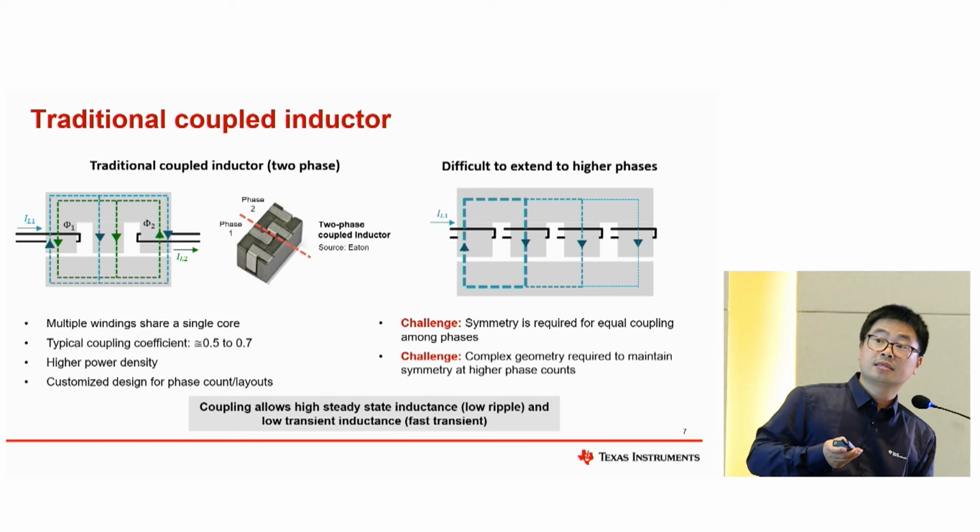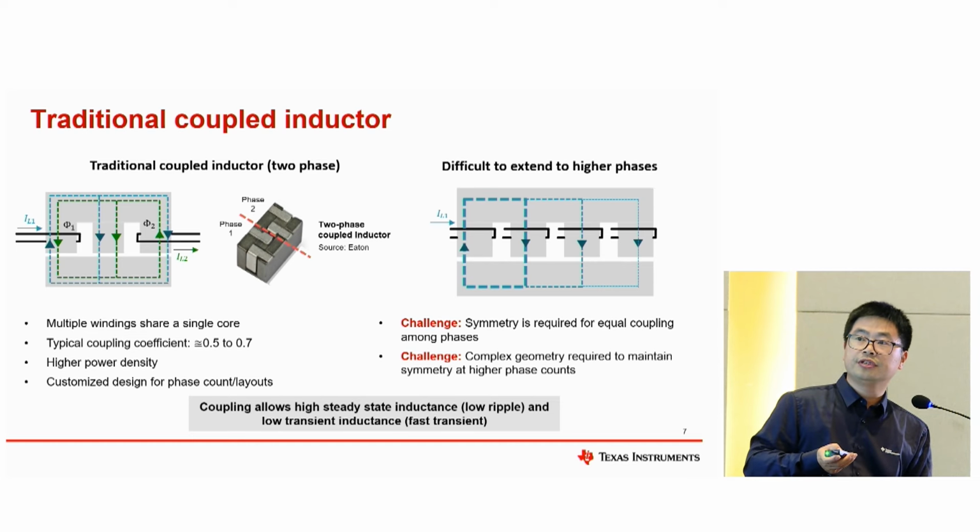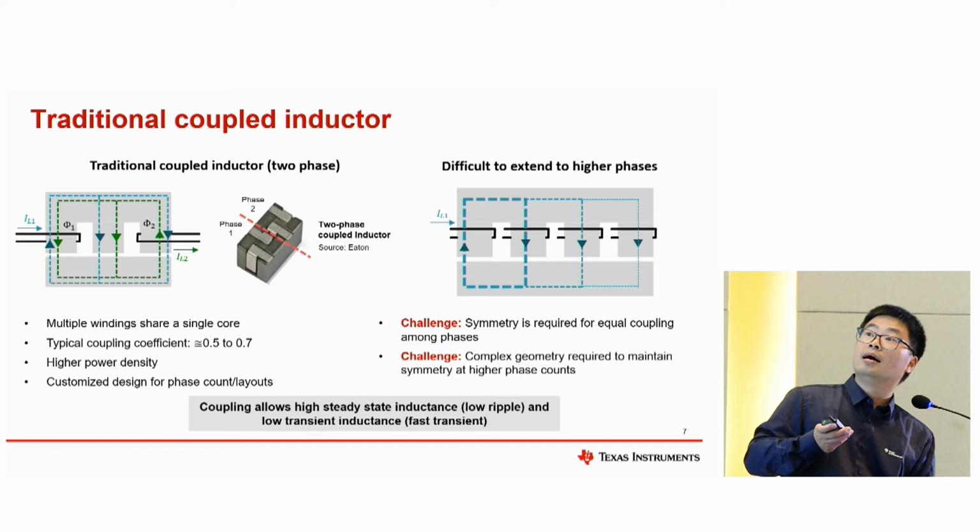So you can see that the coupled inductor winding just has one single core here. And you can also see that the typical coupling coefficient we need is about 0.5 to 0.7. And you can see how it works: the primary current in this winding will induce another current here in the second winding.